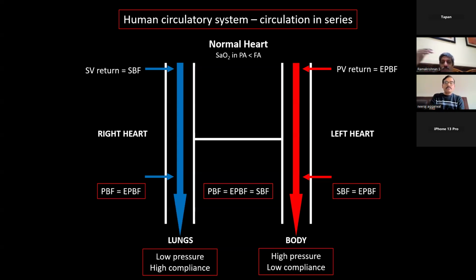From there, the pulmonary venous return comes to the left heart, and that goes into the systemic blood flow, which is a high pressure and a low compliance circuit in relative terms. So this is a simple schematic diagram.